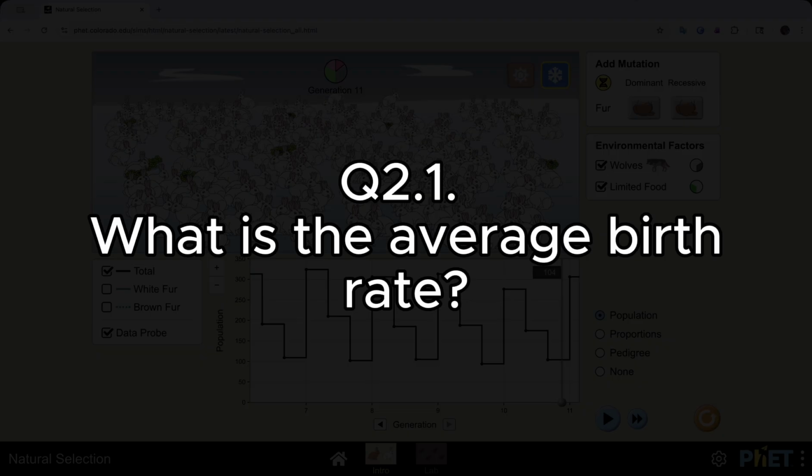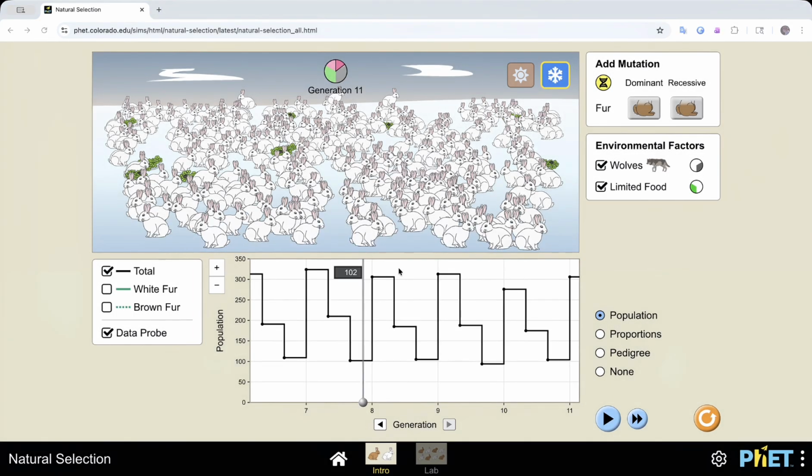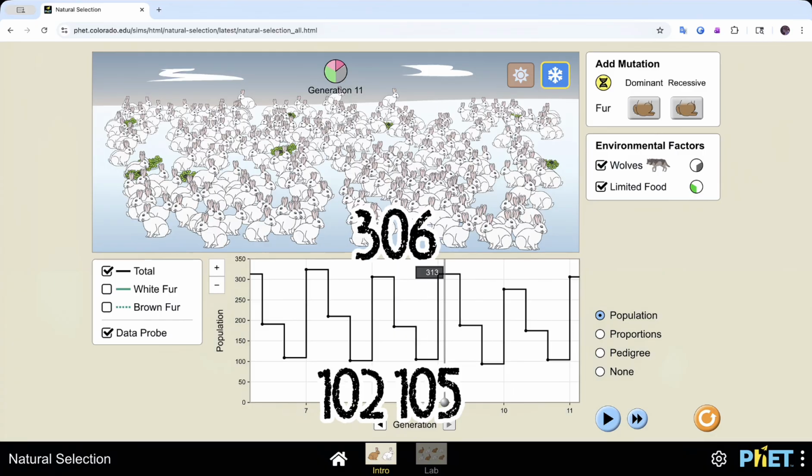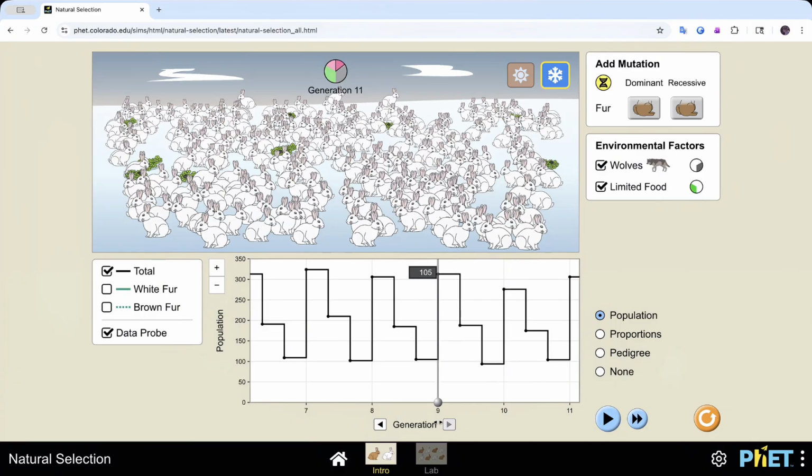Moving on to our next question, what is the average birth rate? Now let's look at the numbers more carefully using the data probe. You can see the population peaks at around 324, 306, and 313, and drops down to around 102, 105, and 94. Here's our second question. What is the average birth rate?